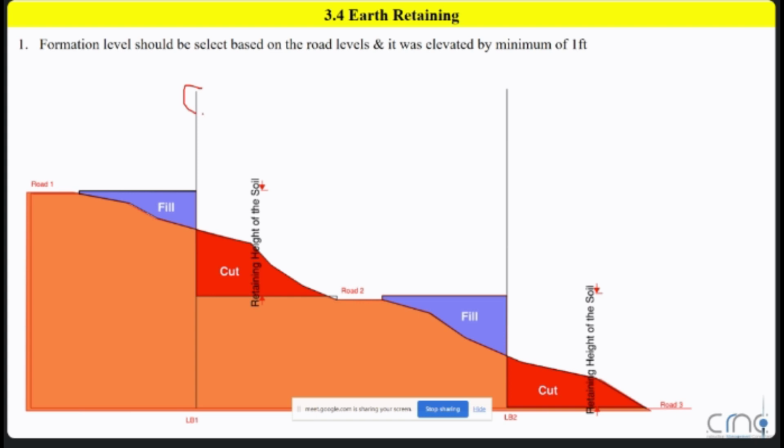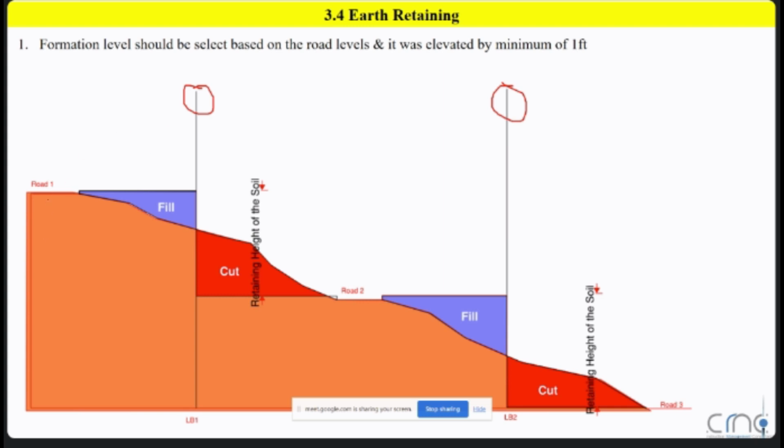Now this is your boundary line. Again, this is a boundary line. Okay. Now this is your road. That means this is your fixed elevation. Considering the fixed elevation, that means the zero level. This is your temporary benchmark of zero level.